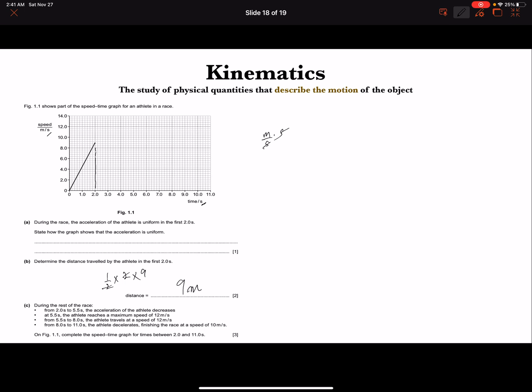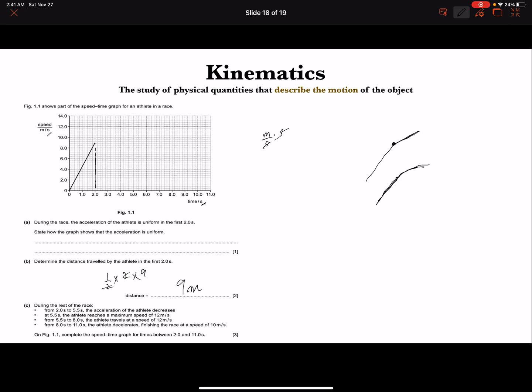Now it asks you to complete this speed-time graph for times between 2 seconds and 11 seconds. From 2 seconds to 5.5 seconds, the acceleration of the athlete decreases. But we'll have to read the next line, because once we reach 2 seconds, we can either decrease constantly like this, or we can decrease like this, right? So we have to read the next part.